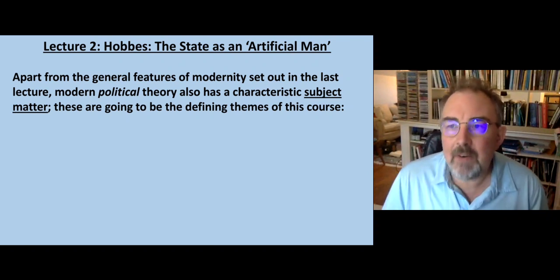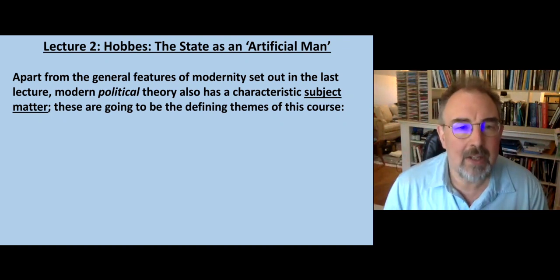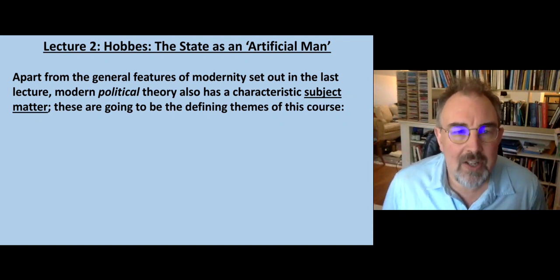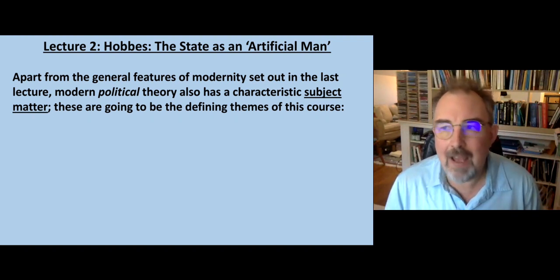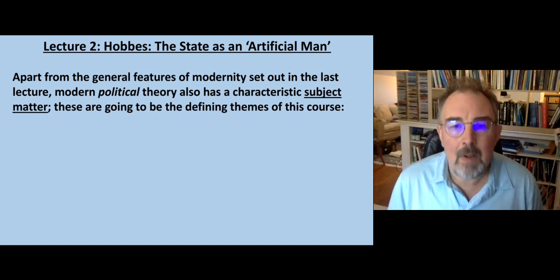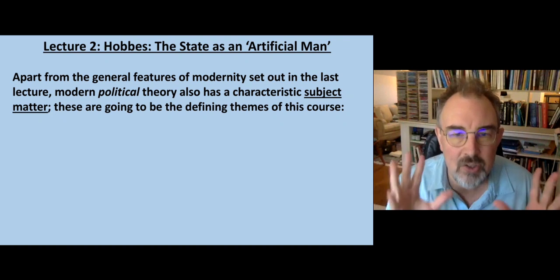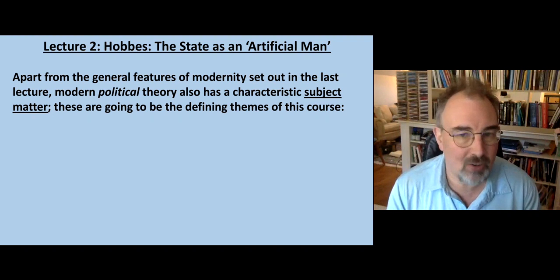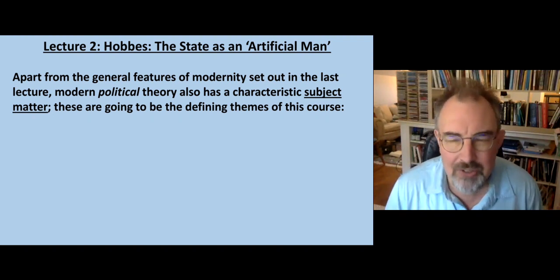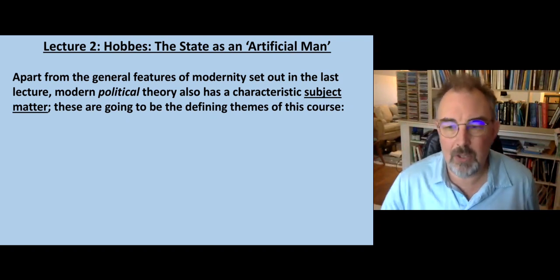But I didn't say anything very specific about the specifically political aspects of modernity. And I want to just emphasize, because they're going to be the defining, framing themes of everything that comes after this, the characteristic subject matter of modern political theory, because there are two issues that seem to me to be definitive and central to modern political theory as such. There's other stuff going on, of course, but these are going to be the central issues on which we're going to focus.